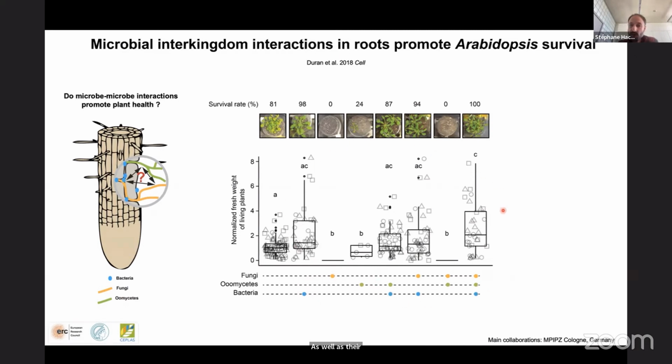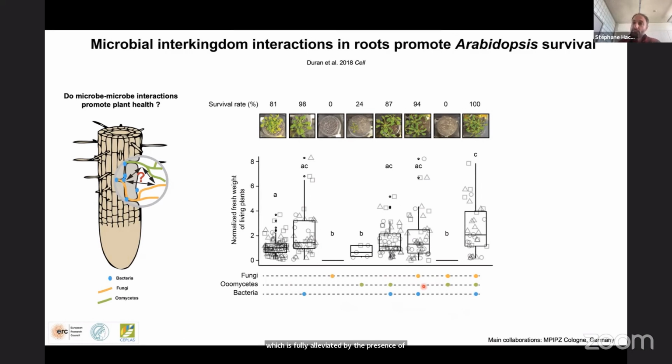And we looked at the effect on shoot fresh weight of the plant and the survival rate. And we were quite surprised to see that although all these microbes were isolated from roots of healthy plants, they have strikingly different effects on plant performance. And you can see especially these filamentous eukaryotes here, or in combination here, have a very strong detrimental effect on plant health in this reconstitution system, which is fully alleviated by the presence of bacteria, as you can see here.